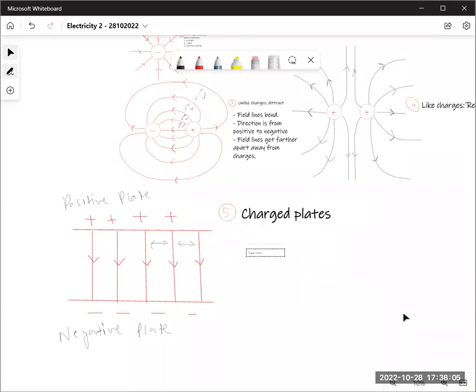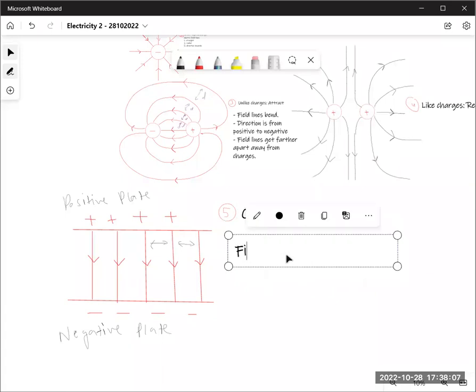And a few things you need to know is field lines are straight, and another thing you need to know is field lines are equidistant.